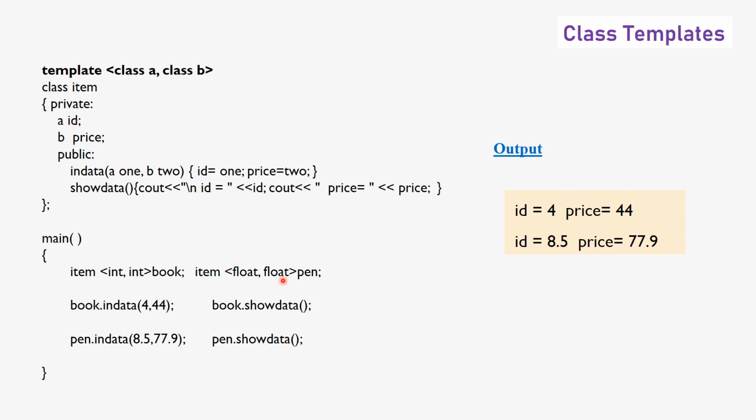So you can see in the third statement here, book.inData, we are passing integer and integer, so ID is assigned 4 and 44 is assigned to price. Both are integer values, fine. Then we have assigned float values to the pen object. The first float value will be passed through this variable and through this argument. The second float value, the type will be mapped to this class and that will be passed through this argument.